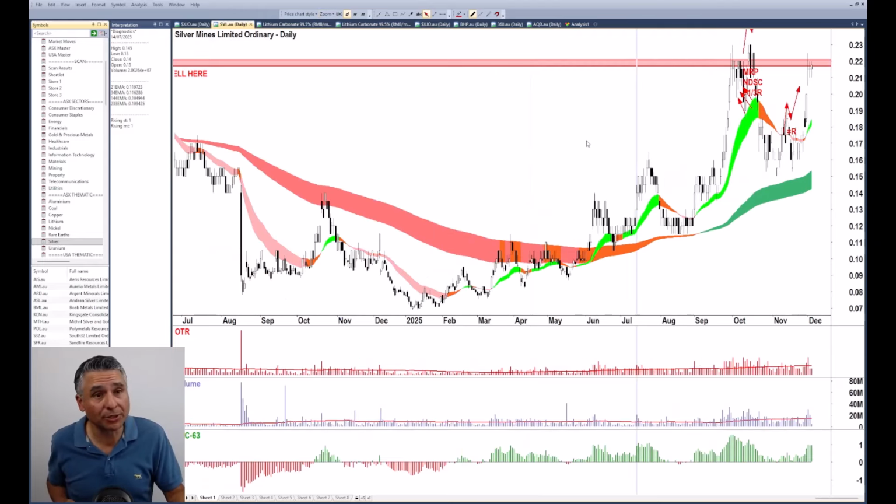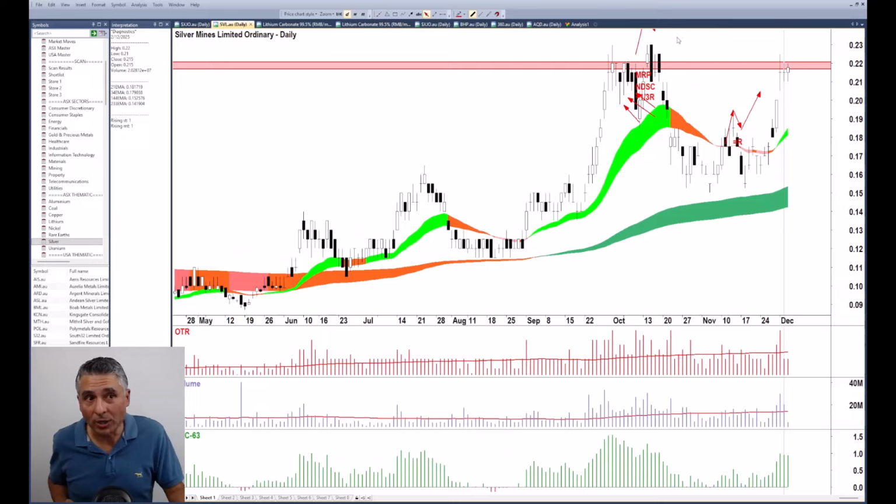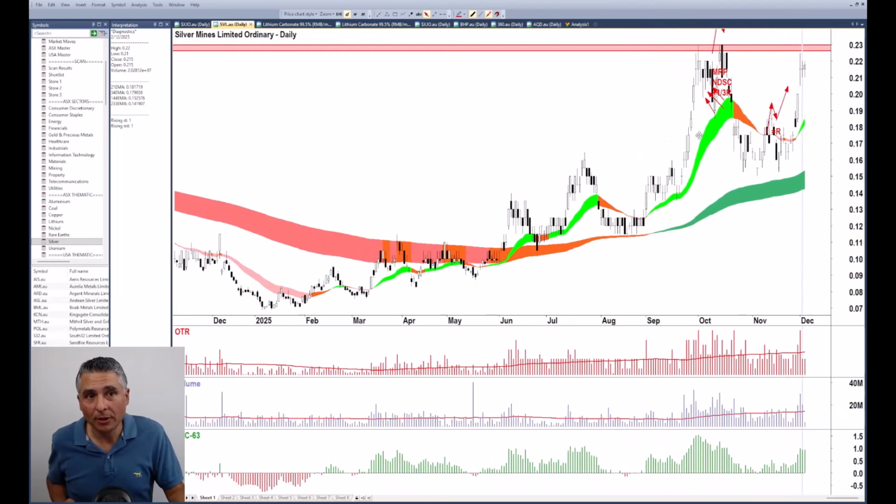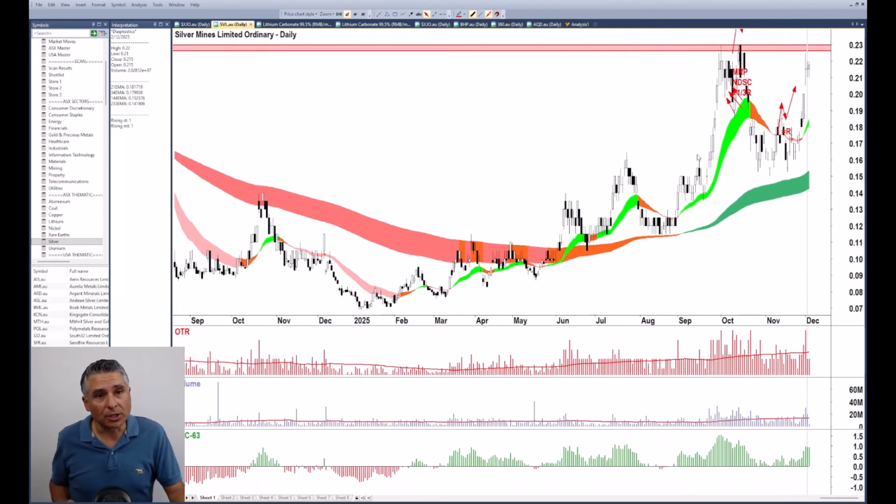So this is SVL Silver Mines, a bit like ASL. But unlike ASL, we're not seeing the fingerprints of supply that we'd associate with this point of supply. I'm going to move that up because that's an old one and it's been replaced now by this one. So that looks very interesting. I'd put this above the ASL setup.